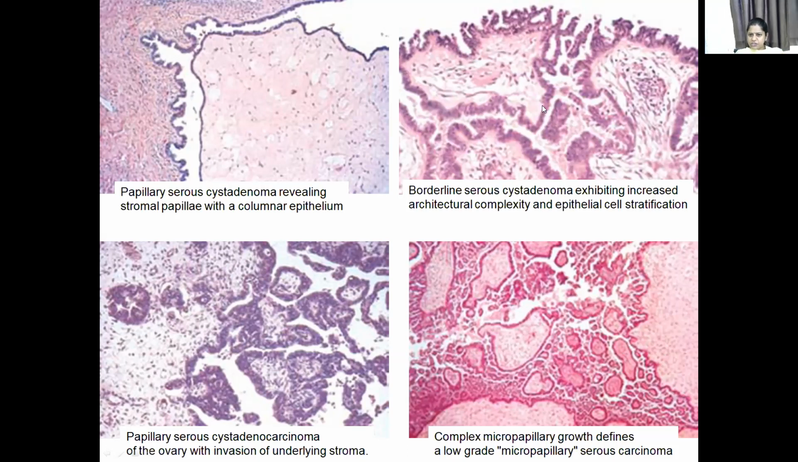Epithelial stratification is seen, multi-layering with increased architectural complexity. This is cystadenocarcinoma. This is the papillae and this is showing invasion into the adjacent stroma. This is complex micropapillary growth, a low-grade micropapillary pattern. See, these are all small nests into the surrounding stroma.